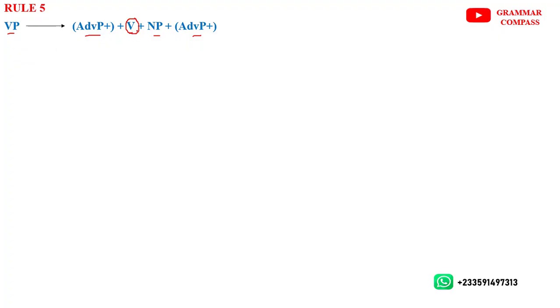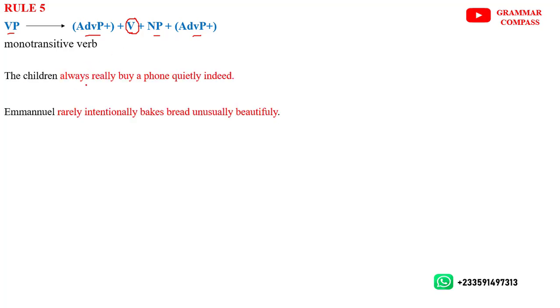Since this verb has only one noun phrase, it is a monotransitive verb. So all monotransitive verbs that exist in the verb phrase are going to have a noun phrase serving as the object. For example, the children always really buy a phone quietly indeed. Let us identify the constituents. What is our head? Over here, buy is the head. It is our verb.